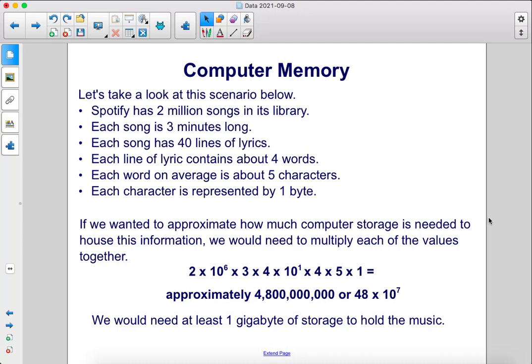If we wanted to approximate how much computer storage is needed to house this information, we would need to multiply each of the values together. So that would be approximately 4,800,000,000. So we would need at least 1 gigabyte of storage to hold the music.